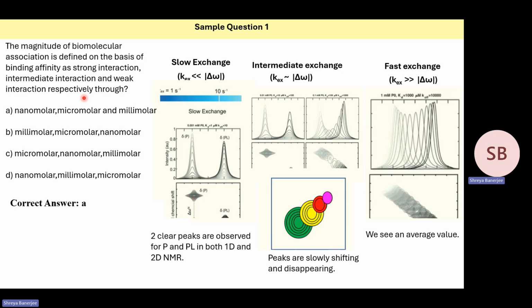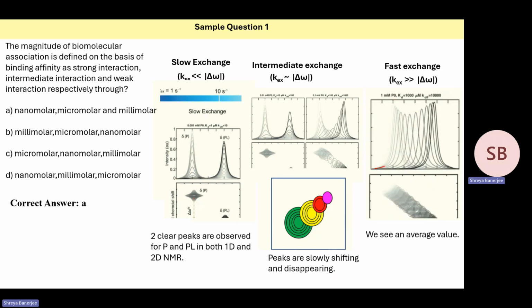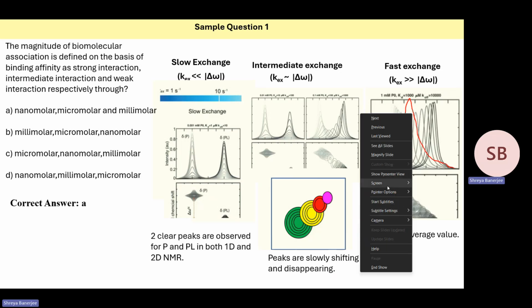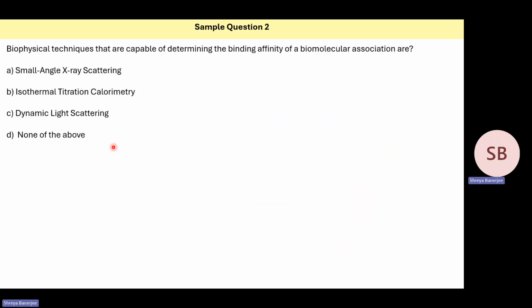And if you have a weak interaction, the exchange will be very fast. So you will basically see an average peak. You will see something like this, because you can no longer distinguish what is the peak of protein, what is the peak of protein ligand complex. They are exchanging too fast. And even in 2D NMR, you will see kind of a blurred merged value. So that is all about interactions of different strengths.